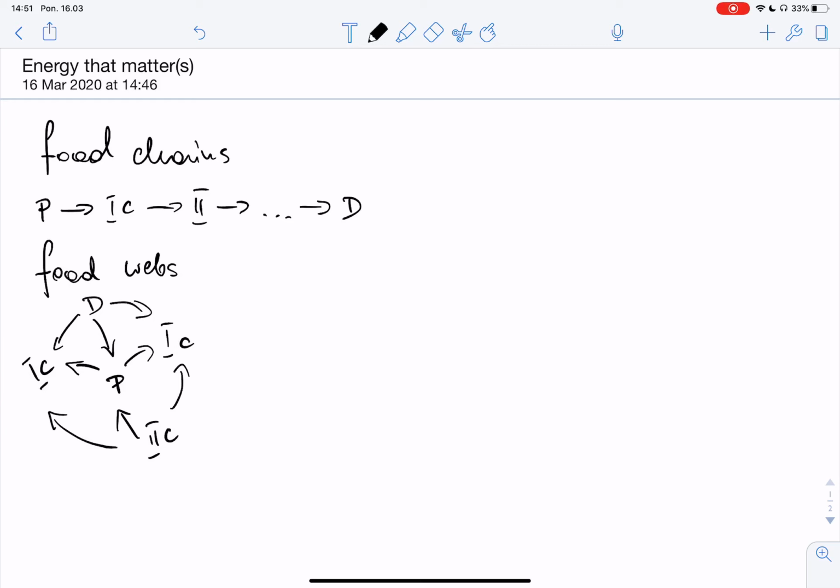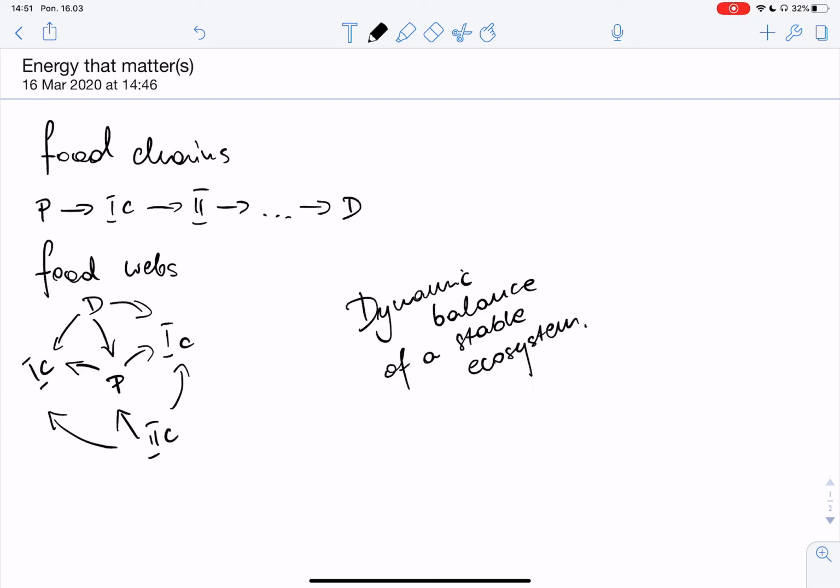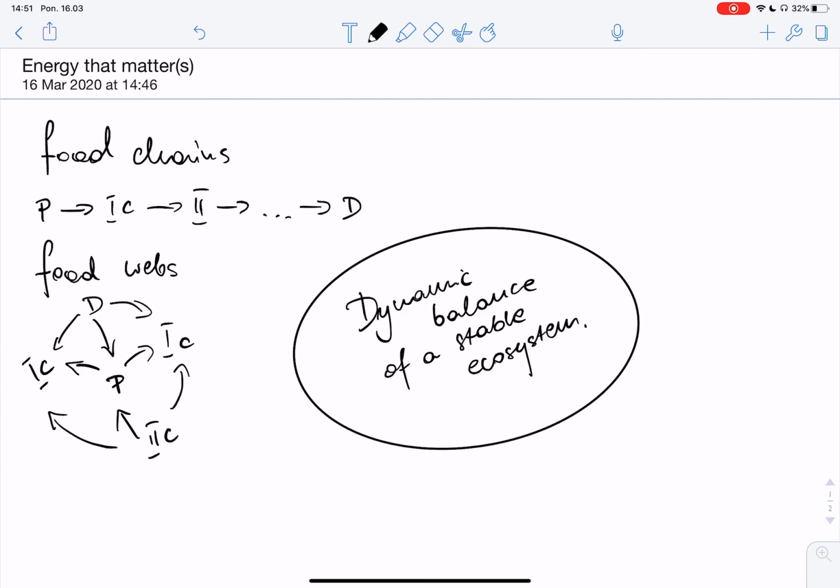And guys, those relations between the species need to be held in balance. This is the so-called dynamic balance of a stable ecosystem. And basically it works pretty well if circumstances aren't changed.